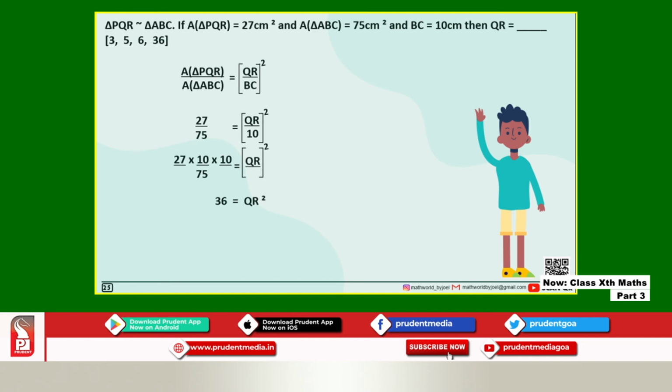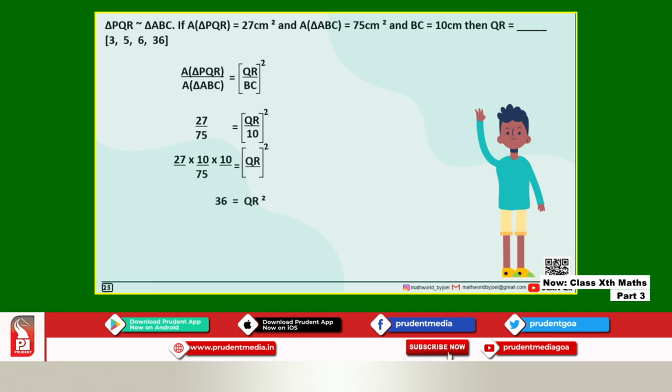Okay, so here I have another one. PQR and ABC are similar. If the area of triangle PQR is 27 and the area of triangle ABC is 75, and BC is equal to 10 centimeter, then QR is equal to dash. So again, the understanding of the entire proof is written there. All I have done is try to solve it the same way.